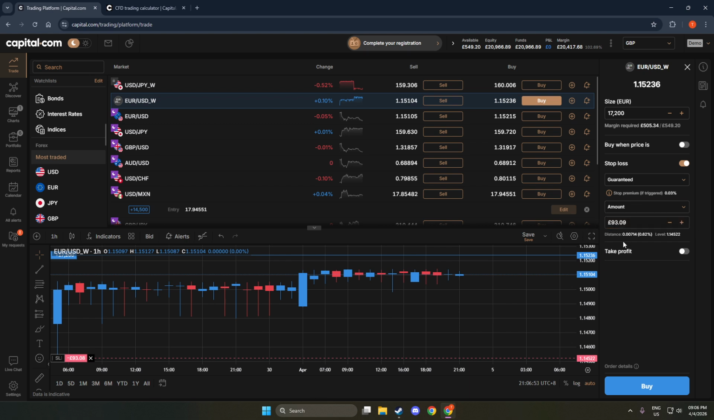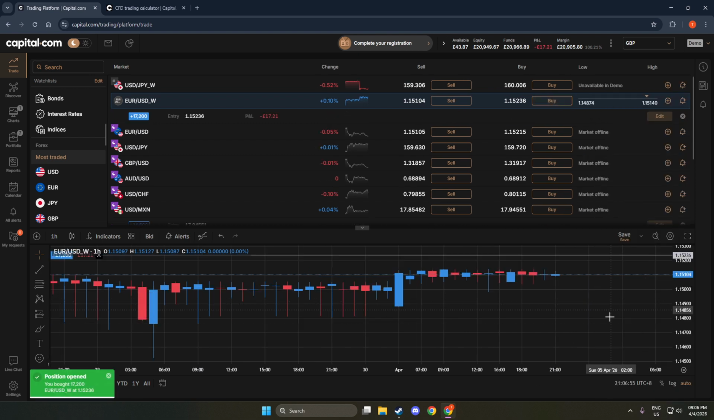With everything set, the direction, position size, GSLO enabled, and your exact stop price confirmed, go ahead and place the trade. You'll see a clear indicator on your open position that a guaranteed stop loss is active, giving you peace of mind while you manage the rest of your strategy.